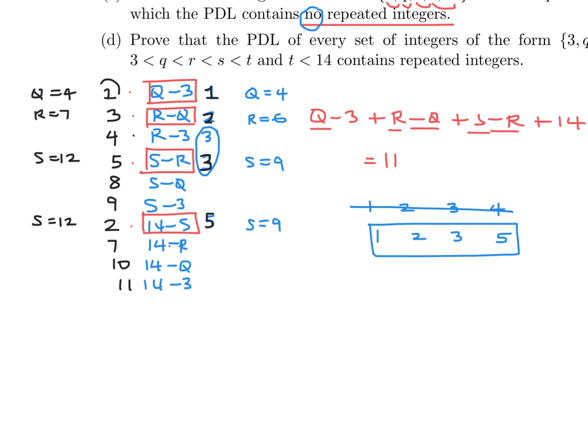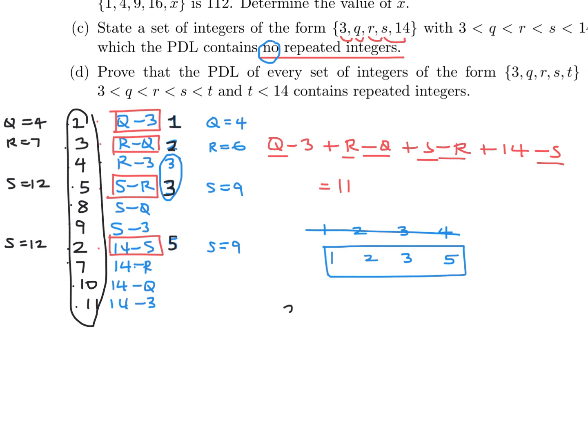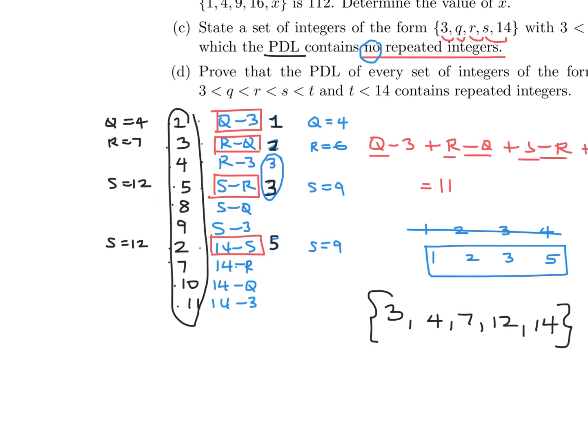Is this all distinct here? Let's see here. 1, 2, 3, 4, 5, 6. There's no 6. There's a 7, 8, 9, 10. Yeah, it's all distinct. Okay. So this set of 3, 4, 7, 12, and 14, that one gives a PDL that has no repeated integers. All right. And there's others.